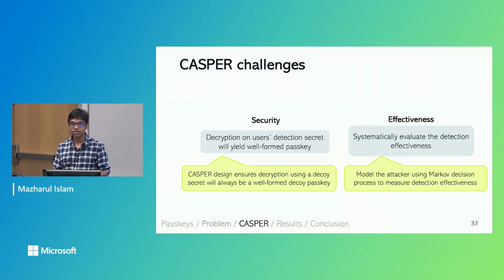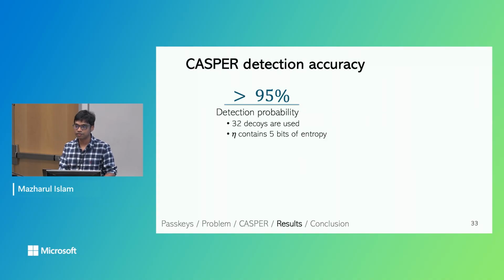And evaluating the effectiveness of this kind of probabilistic, deception-based detection mechanism is also not straightforward. So we run model checking, and for that, we model the attacker using a Markov decision process and run model checking tools. So here are some results of our experiments. Let's say for the example that we planted 32 decoy detection secrets, and the user secret contains only 5 bits of entropy. In that case, the detection accuracy for the most optimal attacker would be more than 95%.